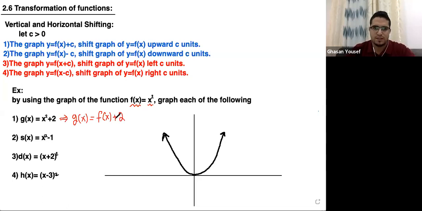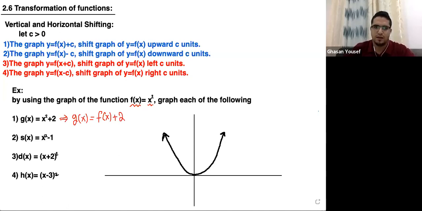My c is 2. We have to shift the graph of y equal f of x, which means we have to shift the original function. This means we have to graph the original function f of x equal x squared. Then we have to shift this one upwards 2 units. The c here is 2. We have to shift this function, x squared, 2 units up.